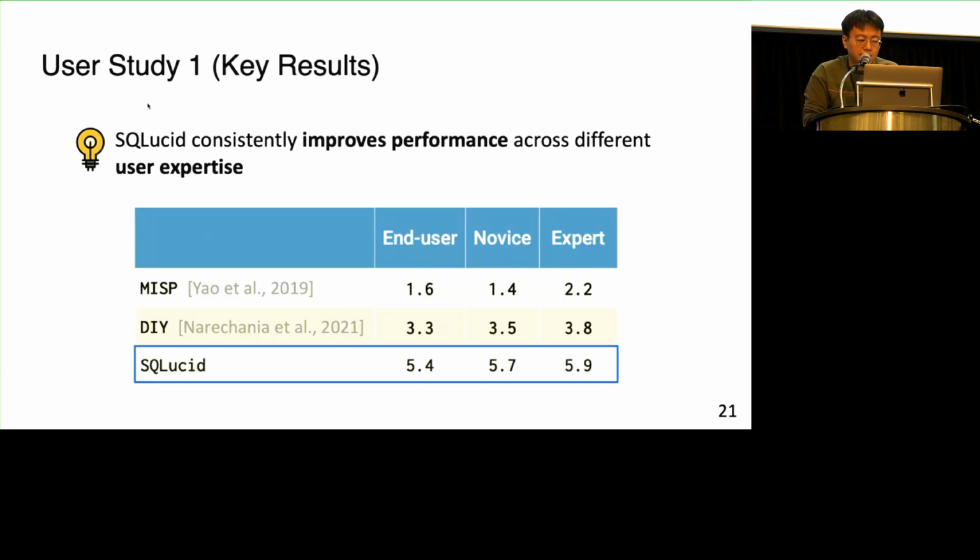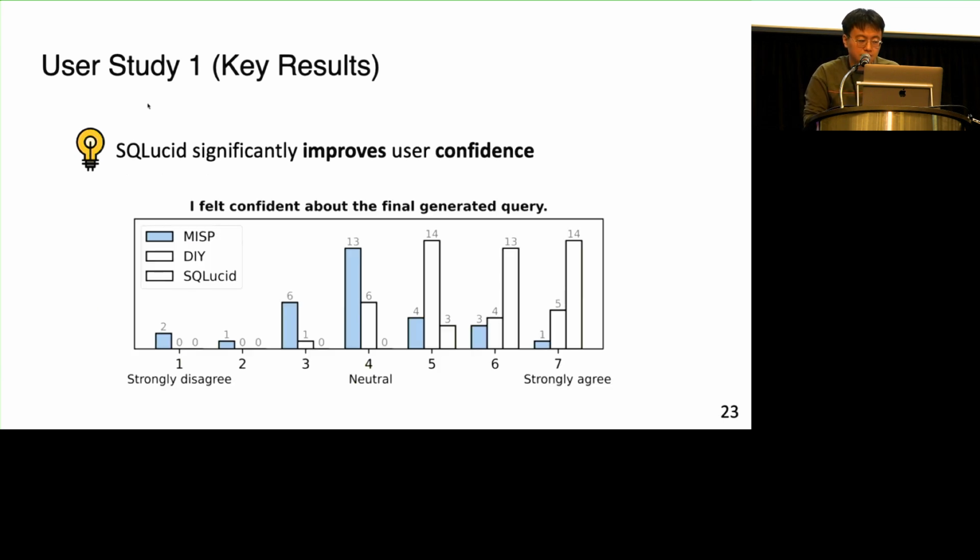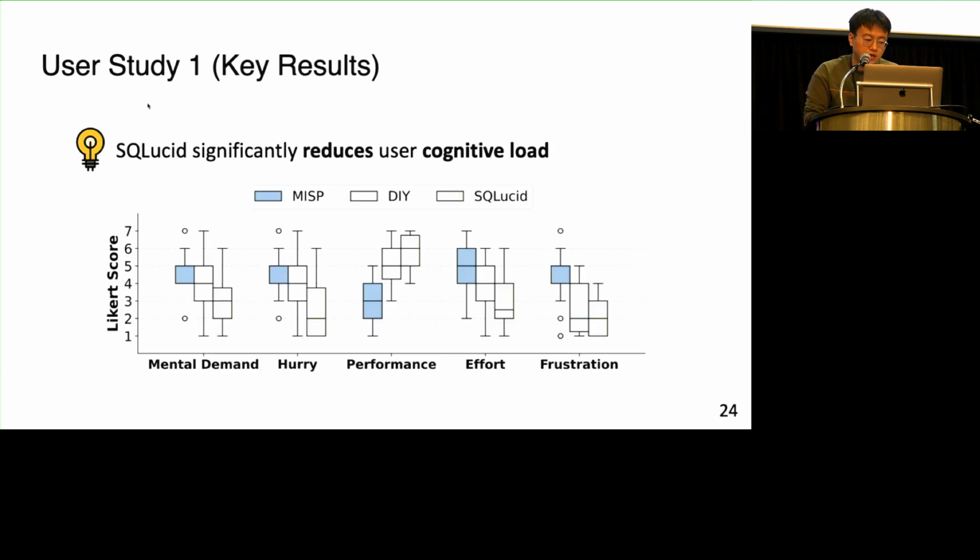We also investigated the influence of user expertise in SQL generation. We found that SQLucid consistently improves performance across different user expertise. We also investigated the influence of task difficulty, and we found SQLucid consistently improves performance across different task difficulties, and is particularly effective for harder tasks. Through our final survey, we found SQLucid significantly improves user confidence and reduces their cognitive load.